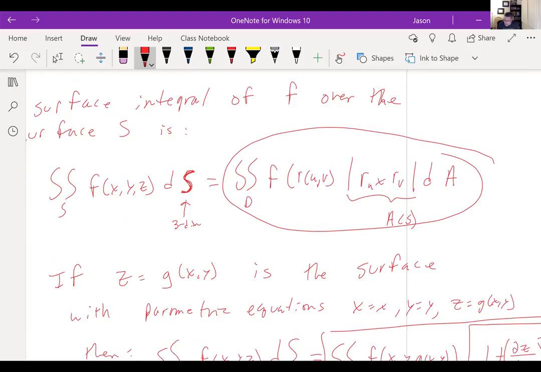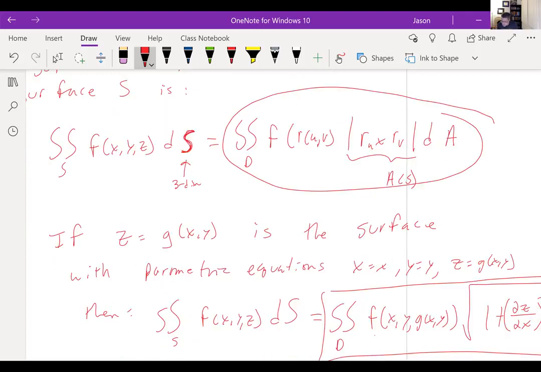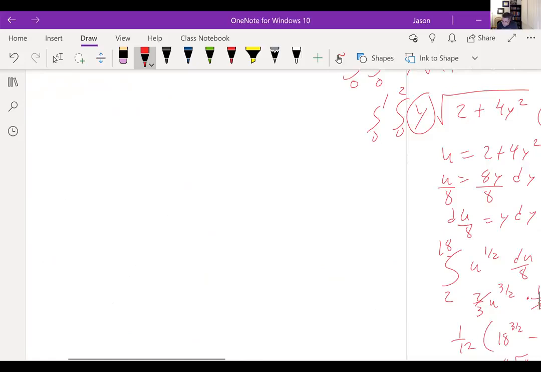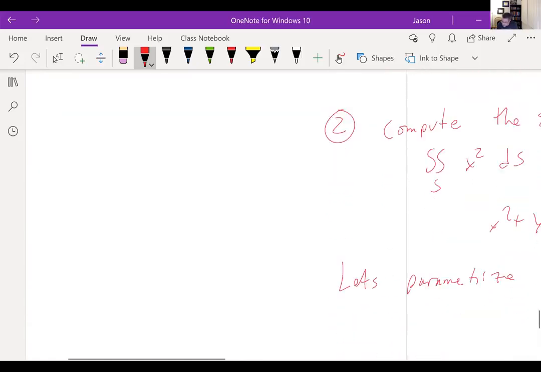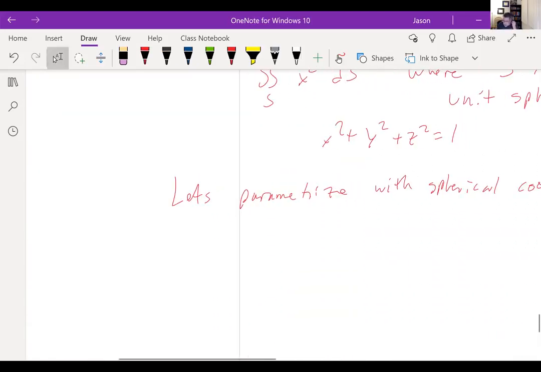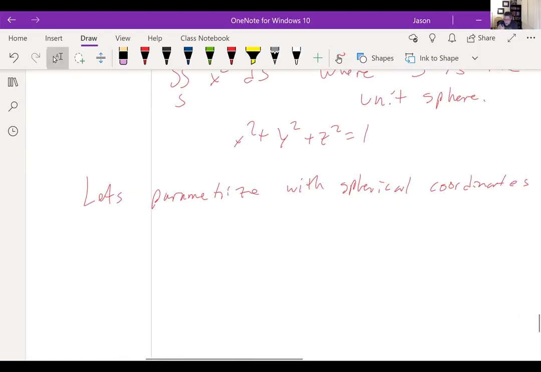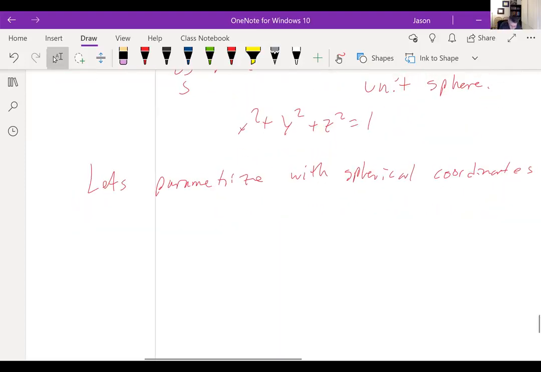So we have to get this in terms of other variables. The unit sphere is going to be in terms of theta and phi. And then we're going to have to do the cross product, find the magnitude of that, and then integrate. So fun stuff. Okay, so let's parametrize this.